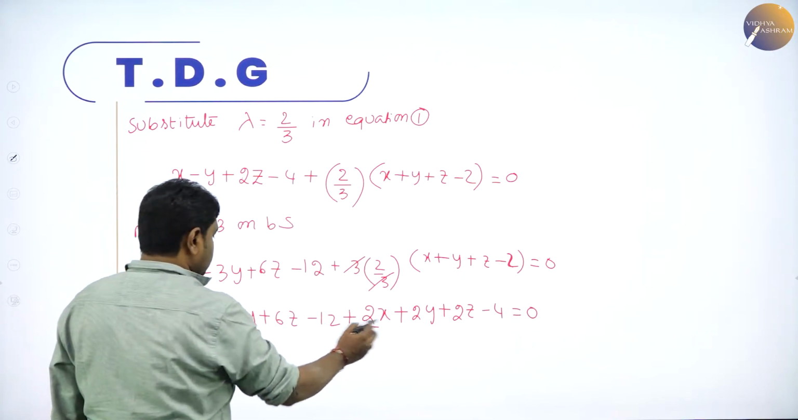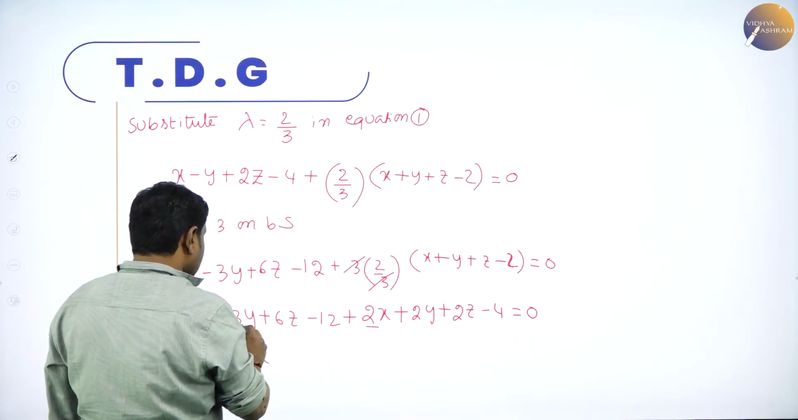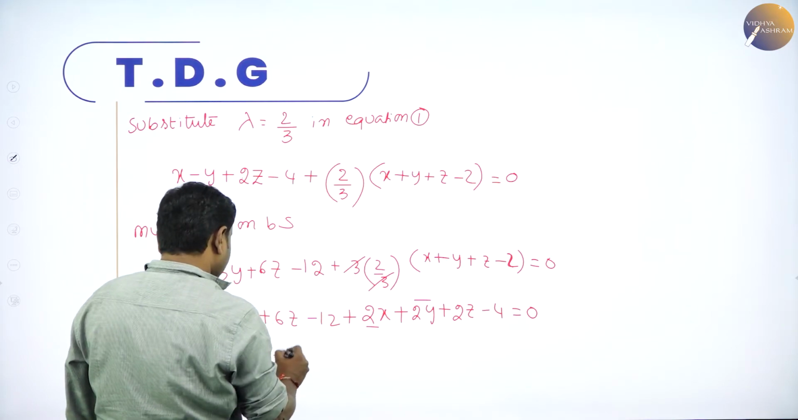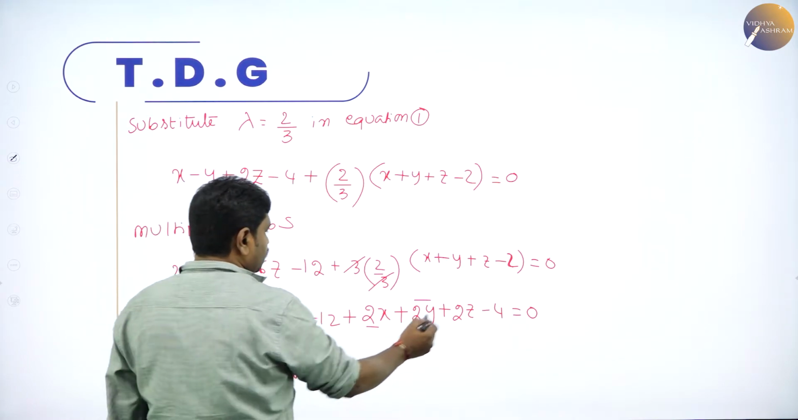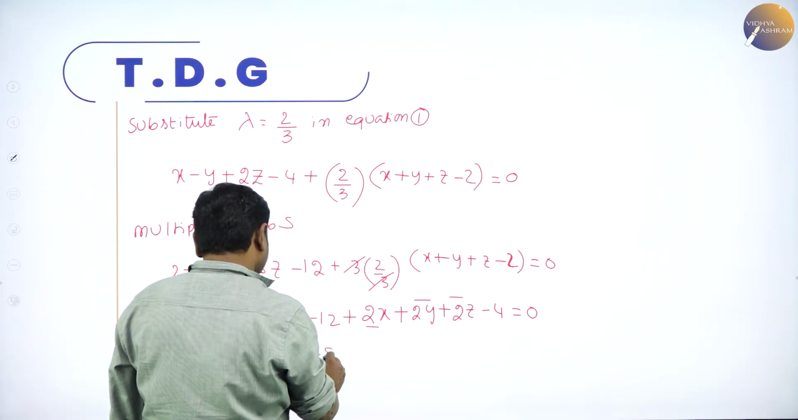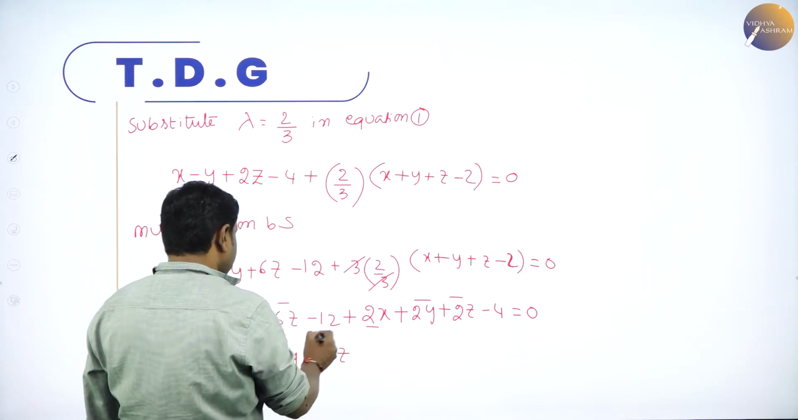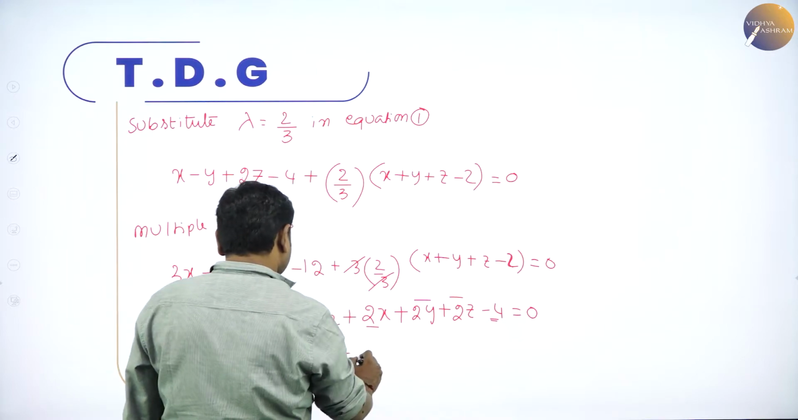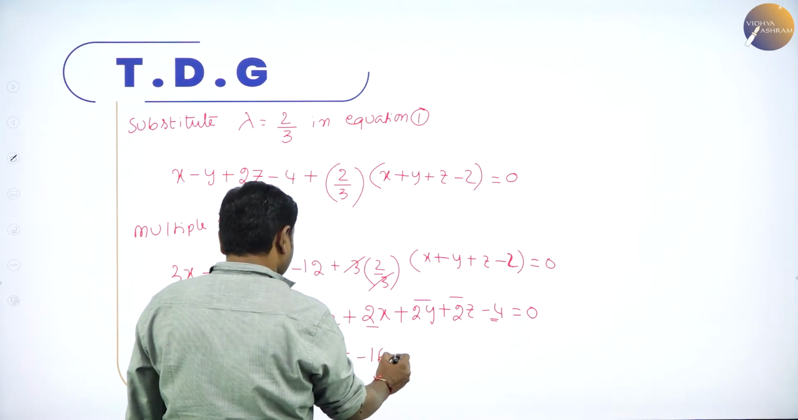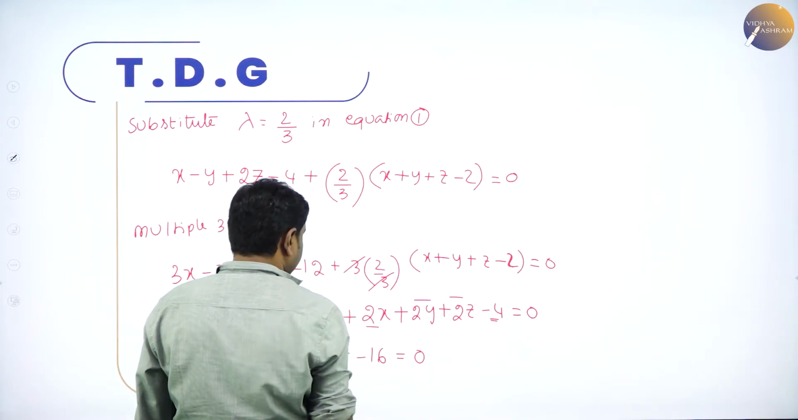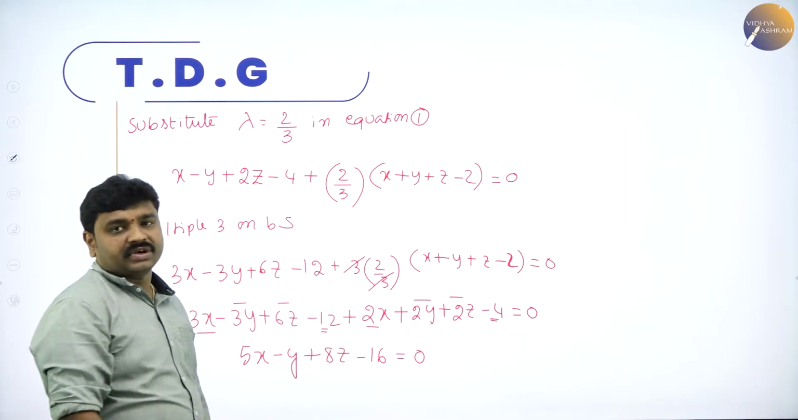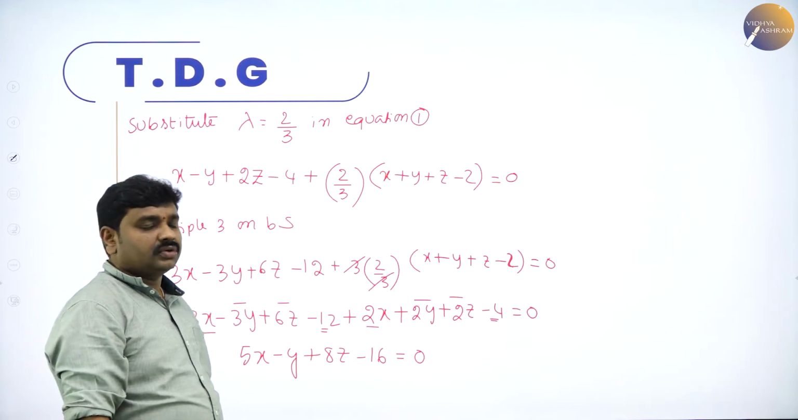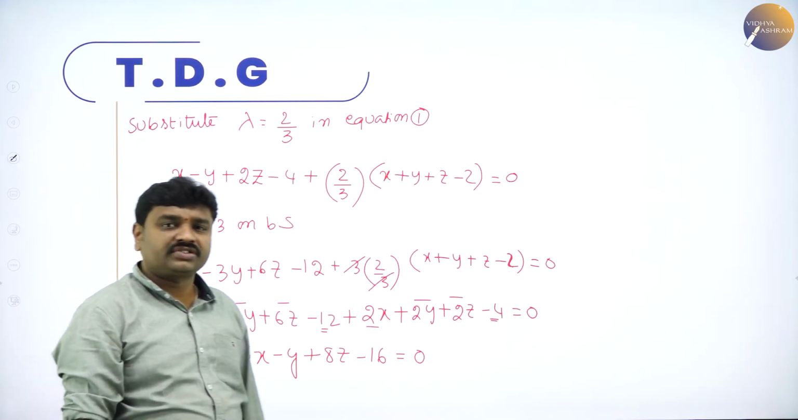3x plus 2x is 5x, minus 3y plus 2y is minus y, 6z plus 2z is 8z. And the number values: minus 12 minus 4, minus 16, is equal to what? 0. So this is the required plane equation. So our task is to what? Eliminate lambda. So what is the required equation of a plane through the intersection of two planes?